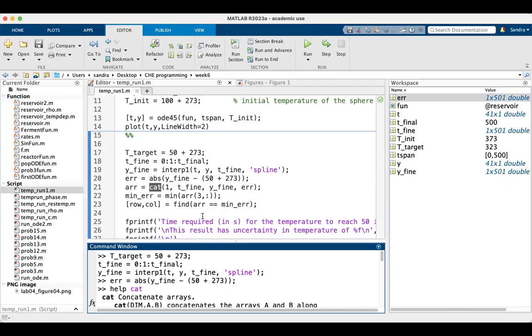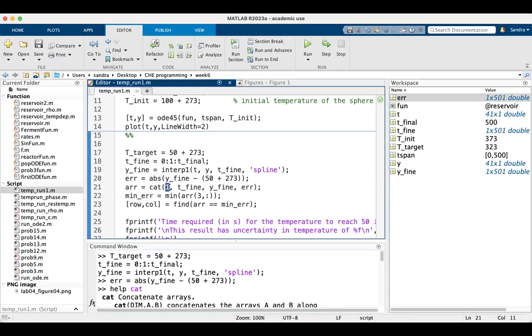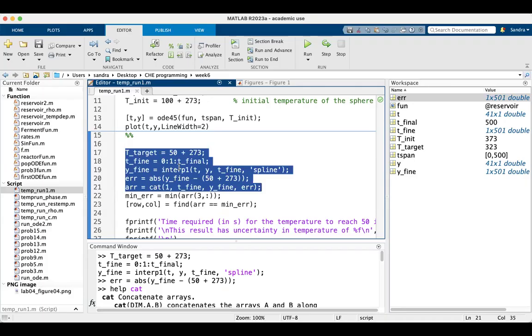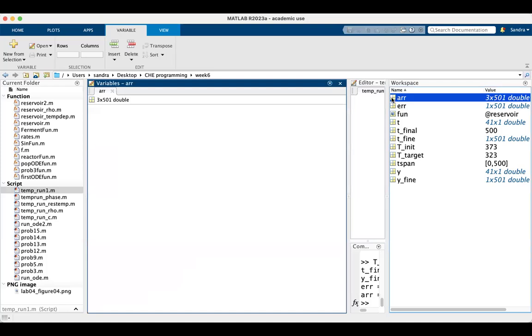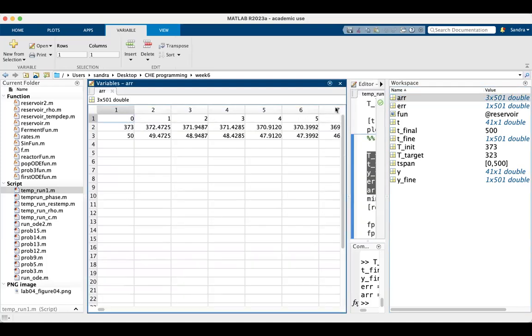So that's exactly what I'm doing here. With cat, I'm telling it to give different rows, where the first is t fine, then the corresponding y fine, and then the corresponding error values. I'll just run this again and show you what this ARR looks like. ARR has the T values, corresponding temperature values, and corresponding error values.